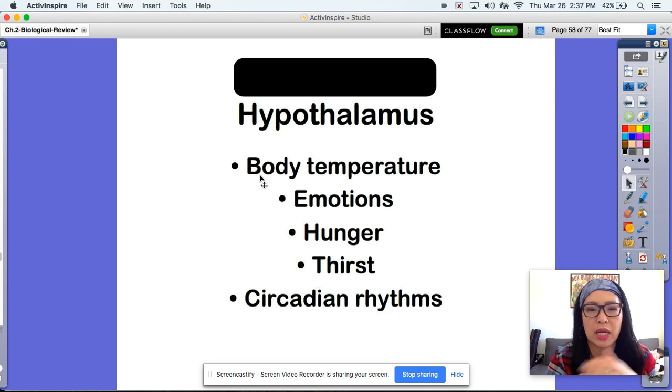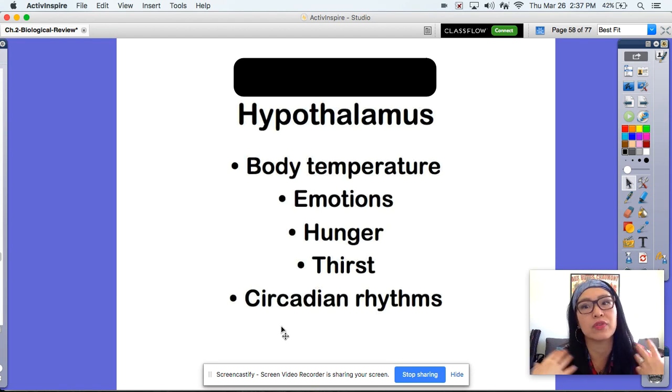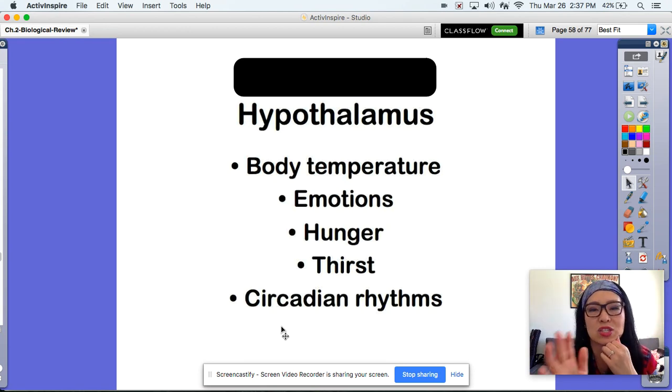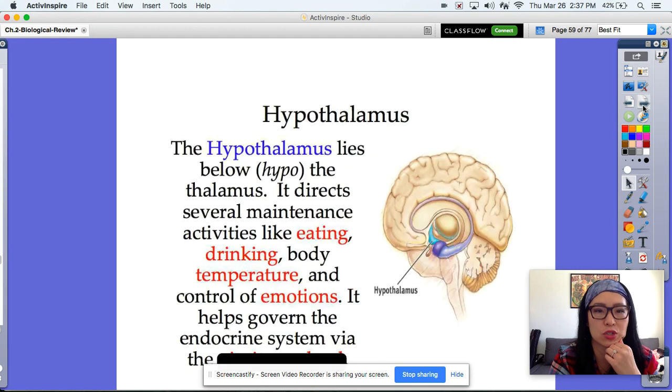So that's pleasurable. Emotions, ideally, we like to feel pleasant emotions like happiness and joy. Hunger, once you eat, you feel very satisfied. So that's pleasurable. When you drink something when you're really thirsty, that's pleasurable. And then circadian rhythms deal with sleep. So when you sleep enough, you feel pleasant. And so all of this part is going to be your hypothalamus, which deals with your reward pleasure center.